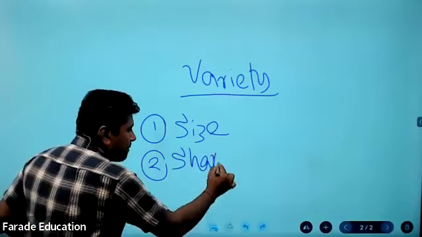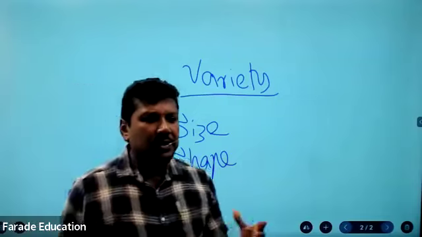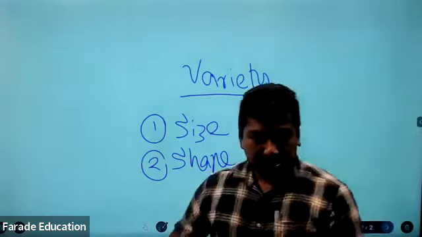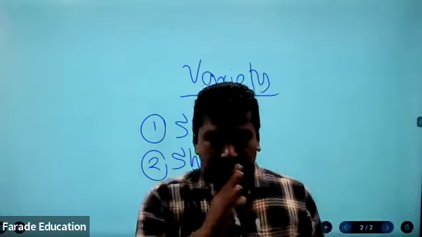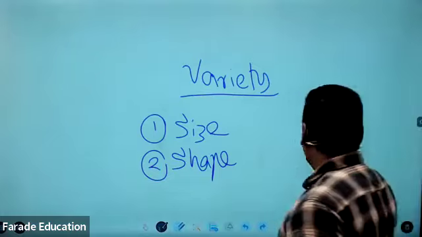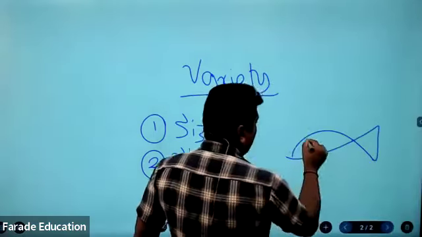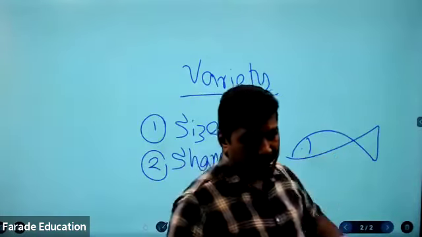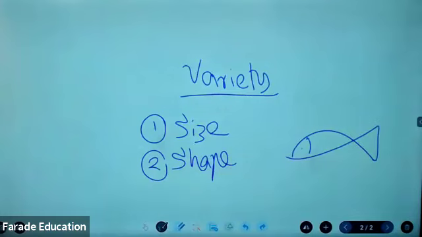shape. The shape of organisms is also different. You take a platyhelminthes worm, they are flattened. You take a nematoda, they are cylindrical. You take a hydra, they are cylindrical. You take a human being, we are bilaterally symmetrical. We have an equal left side and right side. And you take a fish, they are streamlined. You take a bird, that is also streamlined. So you have differences in the shape also.